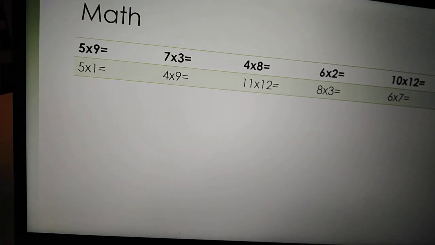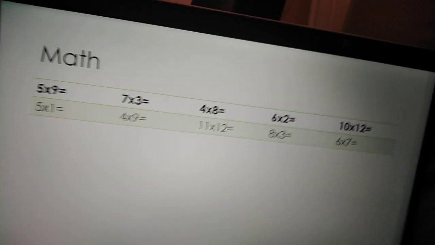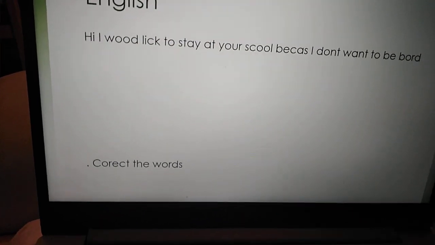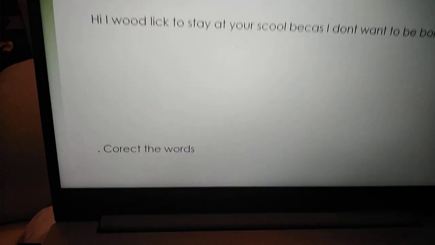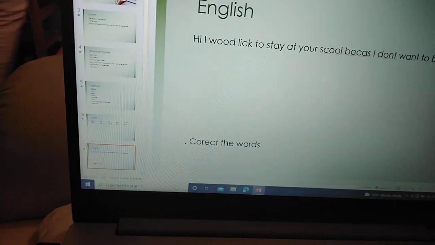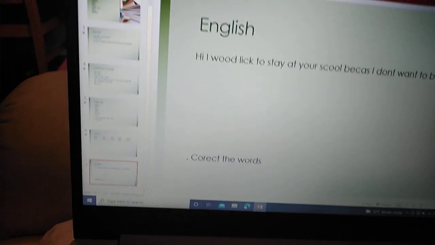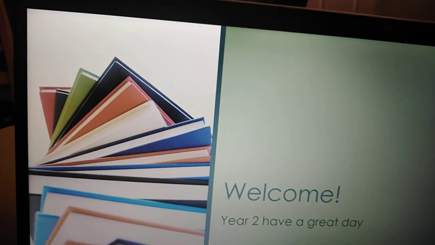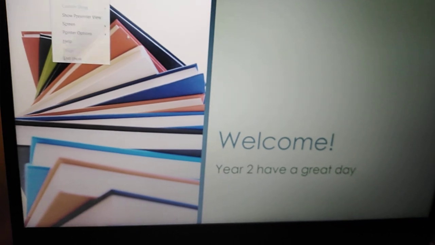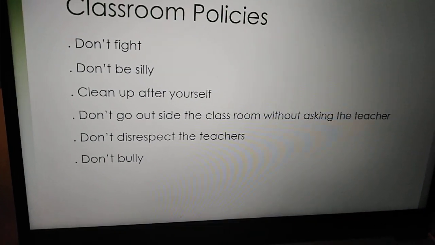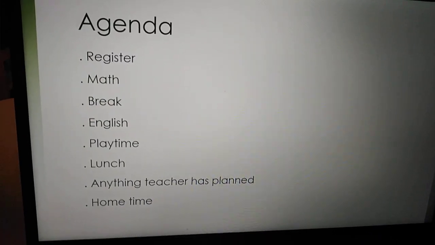So now we're going to do our maths. So, 5 times 9 is? Wait, let me do it. 5, 10, 15, 20, 25, 30, 35, 40, 45. 45. Alright. Sorry, it went off the slide. Okay, 45, good. I counted with my fingers. Good, because I didn't know the answer.